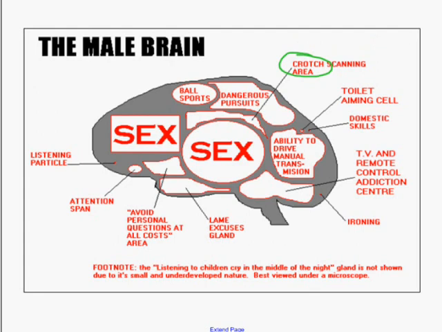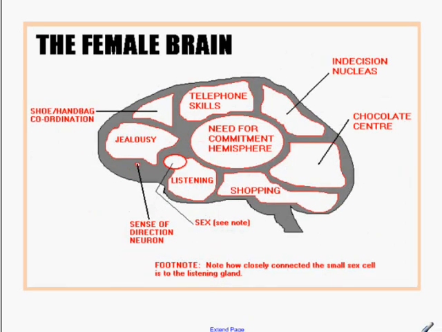We have different parts that are large, and then parts which are very small, like doing household chores there, can be found in the back of the brain and barely noticeable. And of course, there's the female brain, which also is very different from the male brain and has parts which are very large and parts which are very, very small. I'll just leave this for what it is.